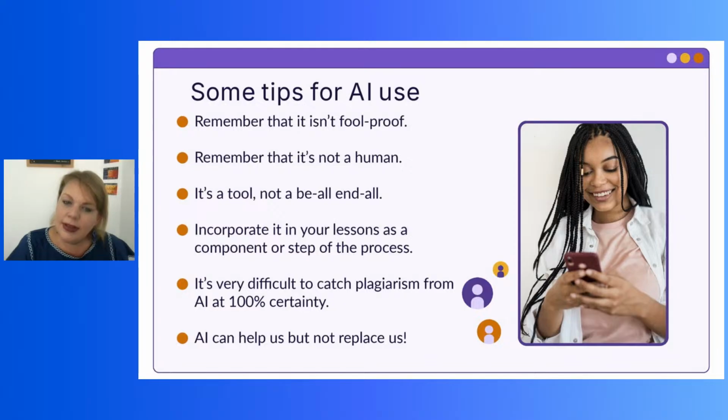It's very difficult to catch plagiarism from AI at 100% certainty. As of today, it is still very difficult. Sometimes if you ask ChatGPT, for example, did AI create this? It will say, yes, it did, when I know for a fact that I created it myself and it's not AI, and vice versa. Sometimes you'll ask, did AI create this? And it will say no, when AI actually did create it. So the more that we can monitor the process, especially in the case of writing with our students, the more control we have over the use of AI, the appropriate use of AI.